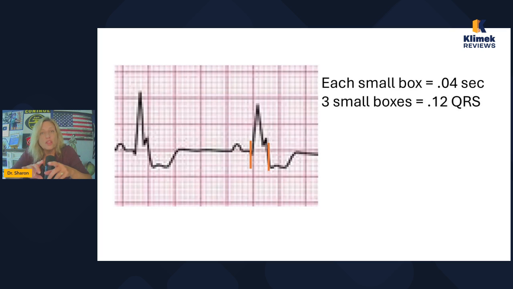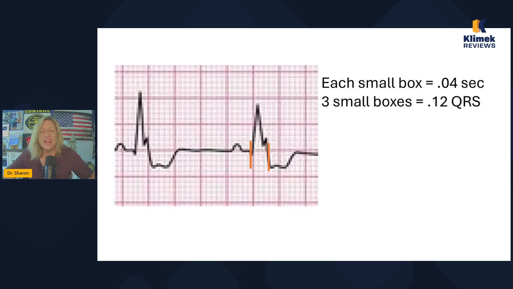And we know that the QRS should be 0.10 or less. So that should be 2.5 small boxes or less for a QRS. That tells you that it's a narrow QRS. Remember, a wide QRS is weak, so a narrow QRS is strong. So we're looking for it to be a narrow QRS, which means it's a strong contraction, which means it's giving us good cardiac output. So if we look at this one, we see it's 3 small boxes, which is 0.12.